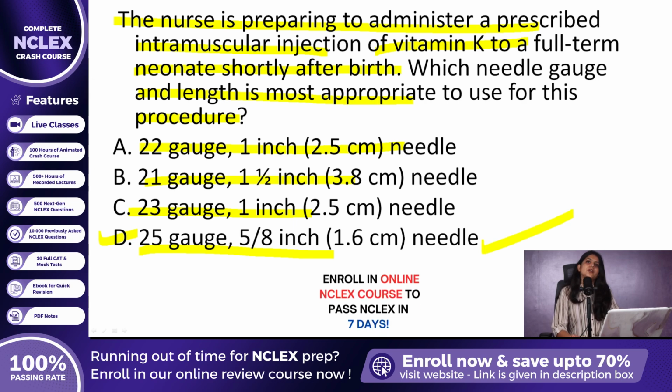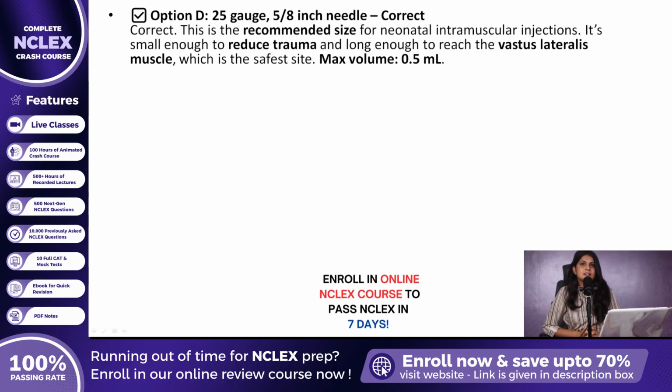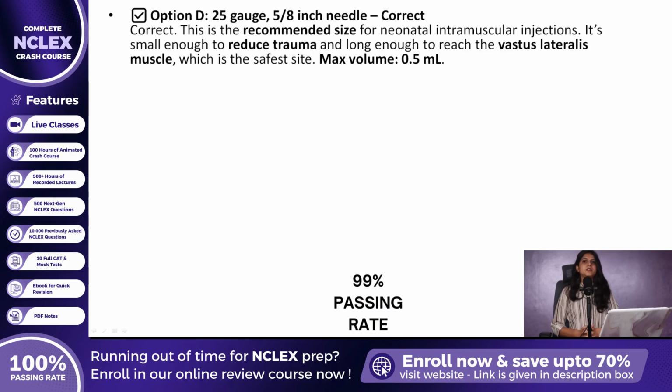This size is ideal for neonatal intramuscular injections because it provides the correct depth to reach the muscle without risking injury to deeper structures. The smaller 25-gauge diameter reduces tissue trauma, and the 5/8-inch length is sufficient to access the vastus lateralis muscle, which is the preferred site for neonates. This site is well developed at birth, free from major nerves and blood vessels, and accessible for proper positioning.